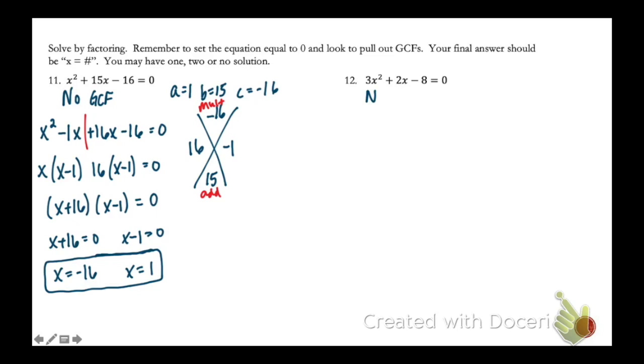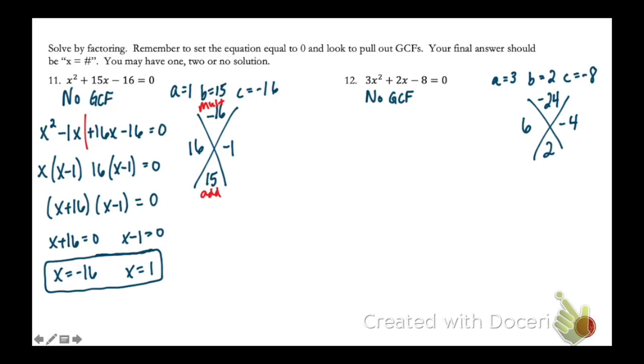For the next one, I again notice that I don't have a GCF. No number divides into 3, 2, and negative 8. So I'm going to set up my x, AC on the top, and B on the bottom. So this time for my AC, I have 3 times negative 8, which is negative 24. Again, double check, make sure that your two factors that you find, in this case 6 and negative 4, multiply to what you want and add to what you want.